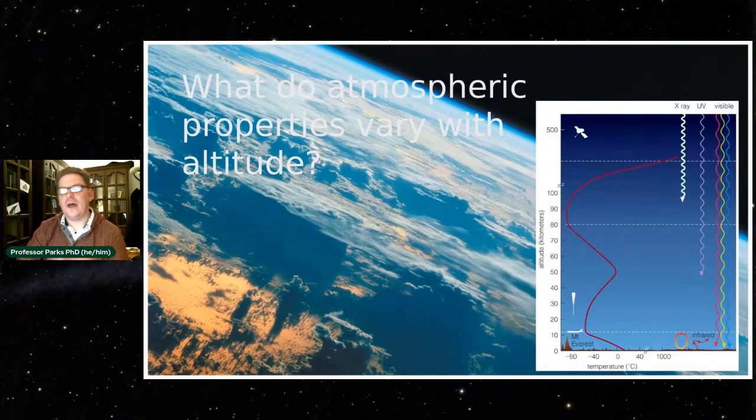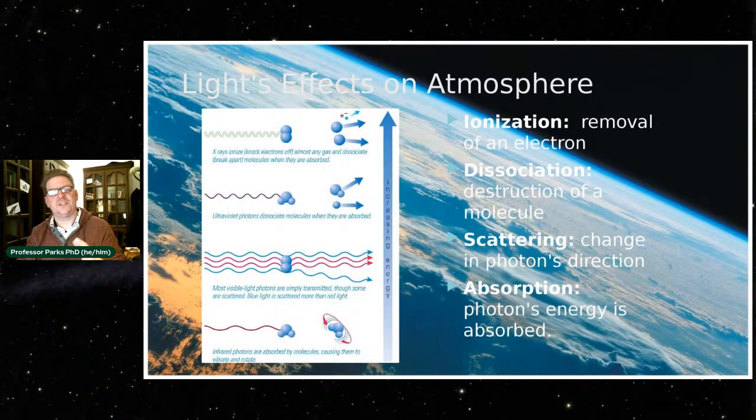Anyway, so how do the atmospheric properties vary with altitude? This might surprise the layman, or someone who is not familiar with the atmosphere. And to a certain extent, it is also somewhat counterintuitive.